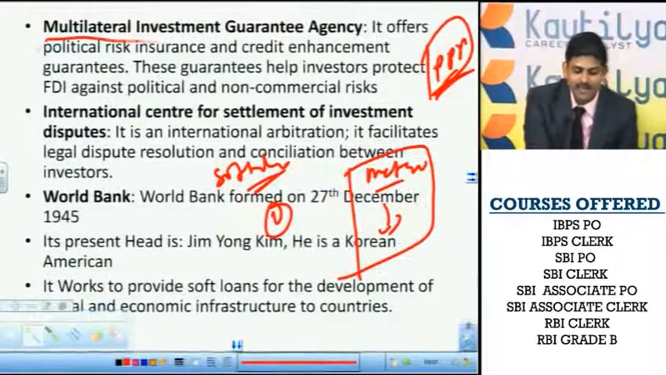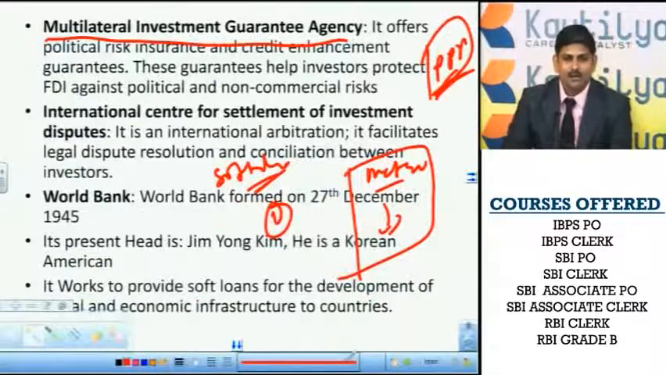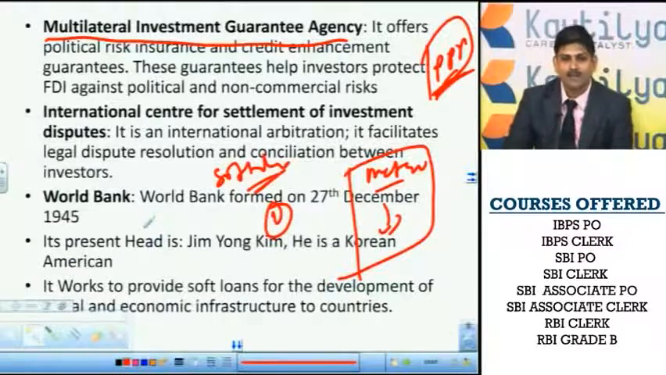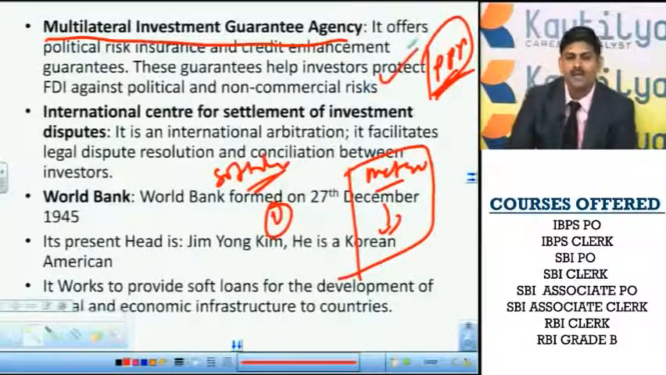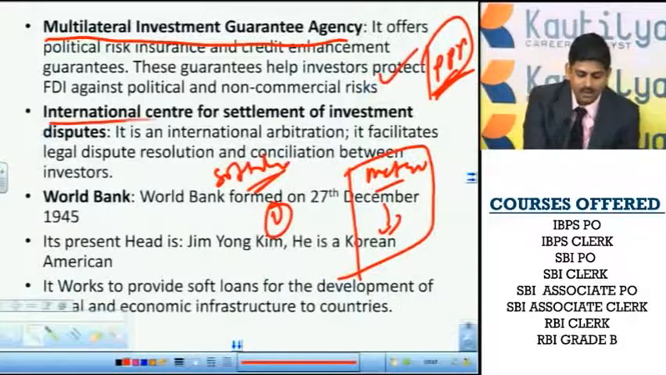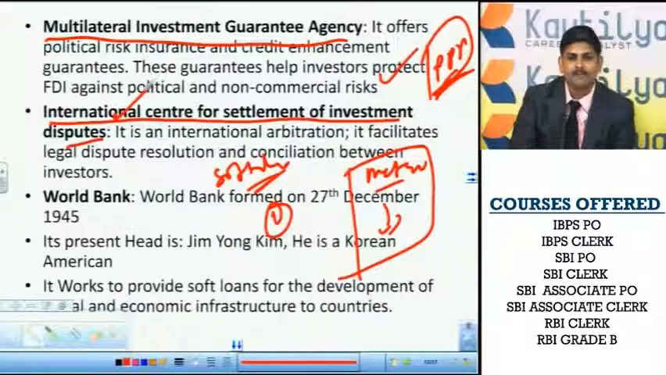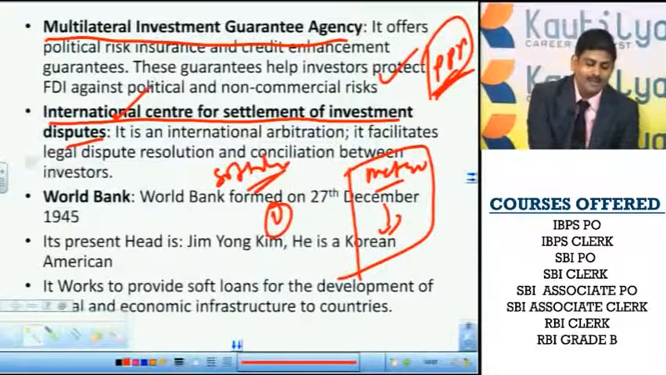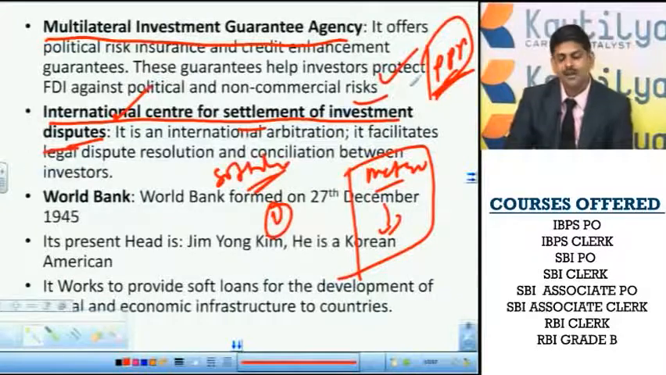Then what is the Multilateral Investment Guarantee Agency? It offers political risk insurance and credit enhancement. In a lot of nations, the governments are not permanent, so politically and financially, all these aspects influence many nations. In order to protect the interest of those nations, this organization was established. And the last one, the International Centre for Settlement of Investment Disputes. A lot of disputes arise between nations as far as financial matters are concerned. This is the settlement authority, again under the World Bank.